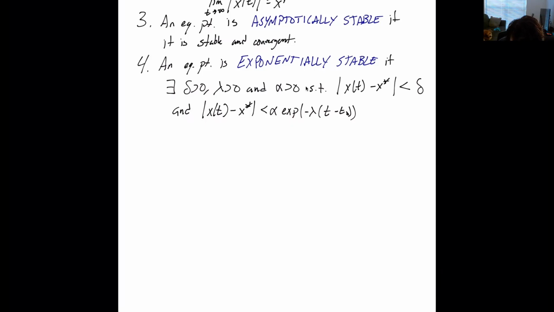So if we have this equilibrium point, x star, and we have this delta ball and epsilon ball around it. Okay, so now this is a delta. This is an epsilon.